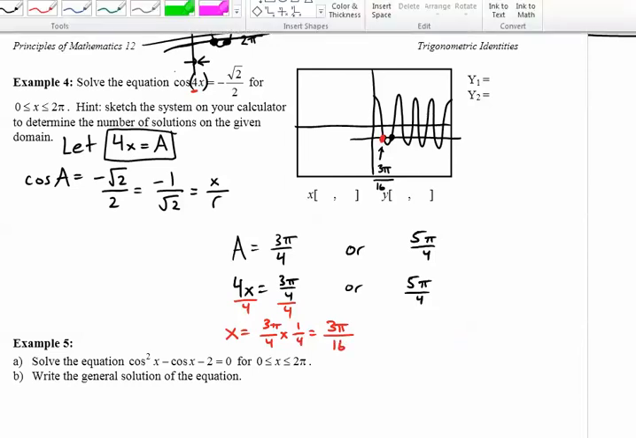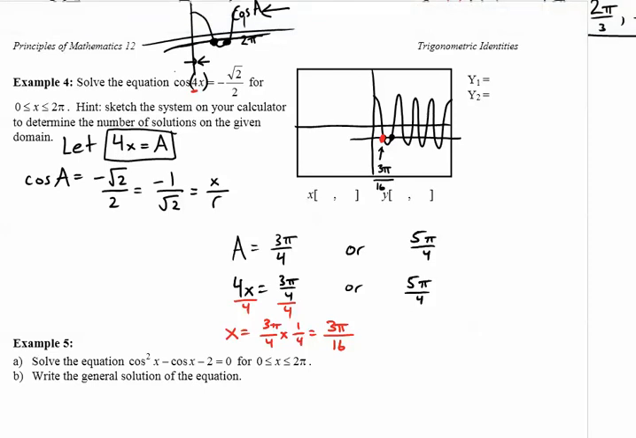Now we can do the same thing for the second point. Let's say that 4x is equal to 5 pi over 4. Divide both sides by 4, and you get x is equal to 5 pi over 4 times 1 over 4, or 5 pi over 16. So that would be the second answer. Okay, compressed by a factor of 4.